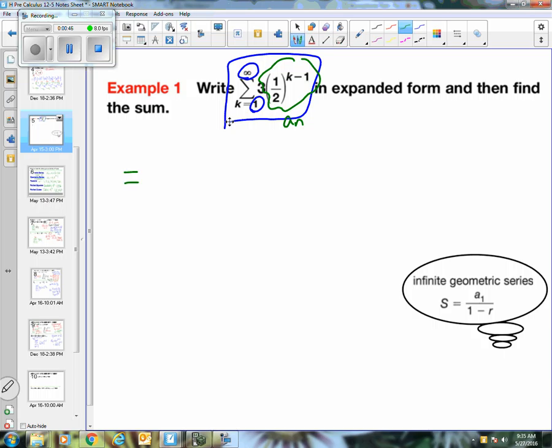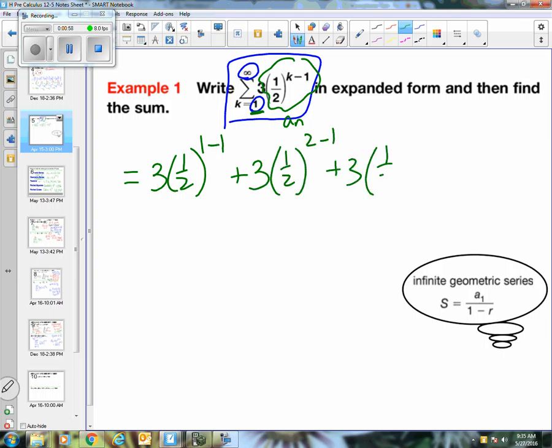So for our first term, which is where we're starting, I would substitute in 1 for k, and I can evaluate and find that first term in the series. And if I want to find term 2, I substitute in 2. If I want to find term 3, put in 3, and so on.